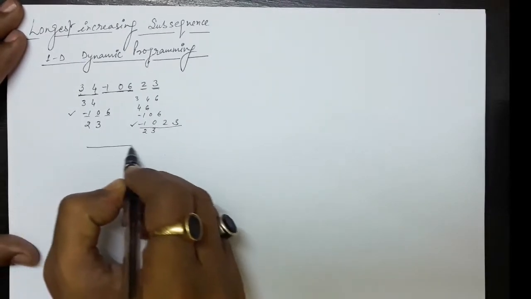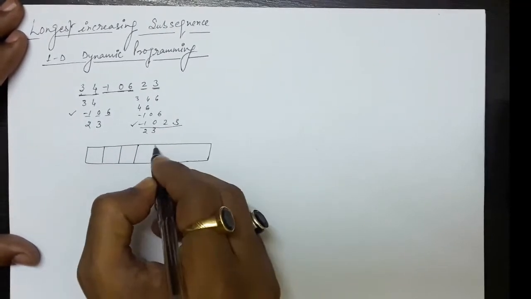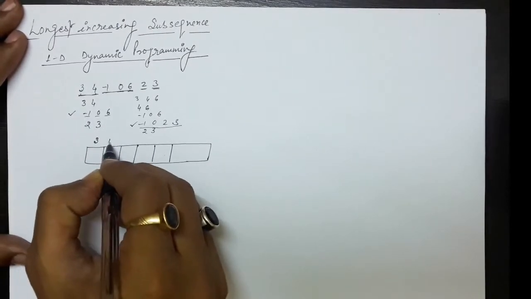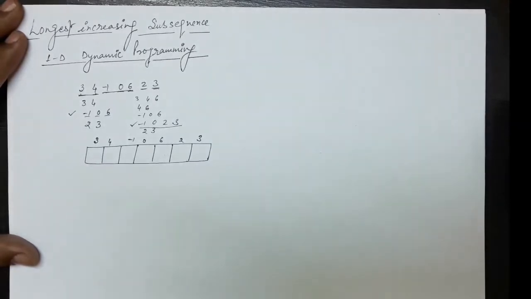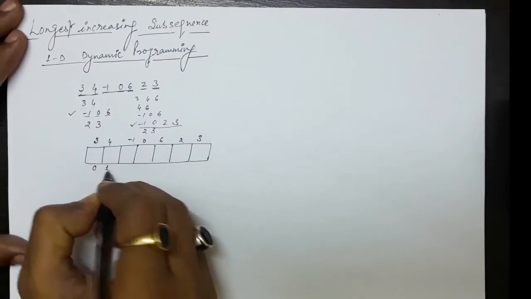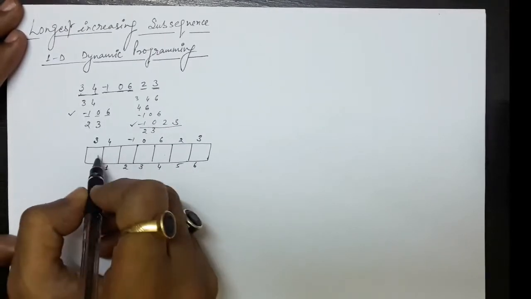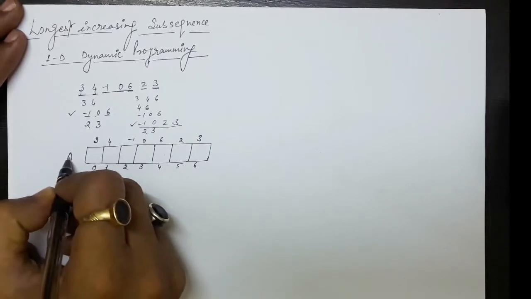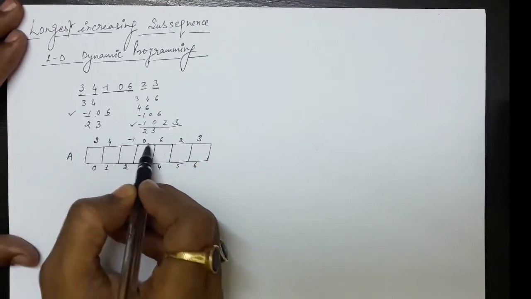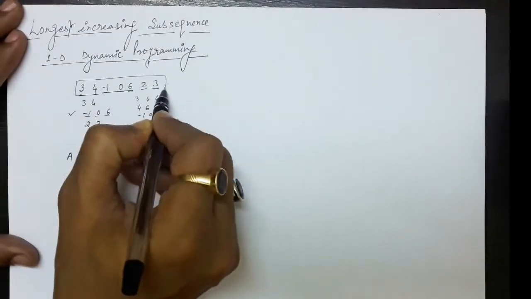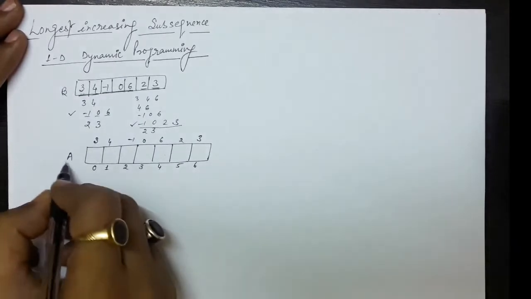Now suppose we are taking a memoization table, and on the upper side we are writing the numbers: 3, 4, minus 1, 0, 6, 2, and 3. If this is the array, the indexes of the array would be 0, 1, 2, 3, 4, 5, and 6. Let's say the array A holds these elements, 3, 4, minus 1, 0, 6, 2, 3, stored in some B array, and this is the memoization table.